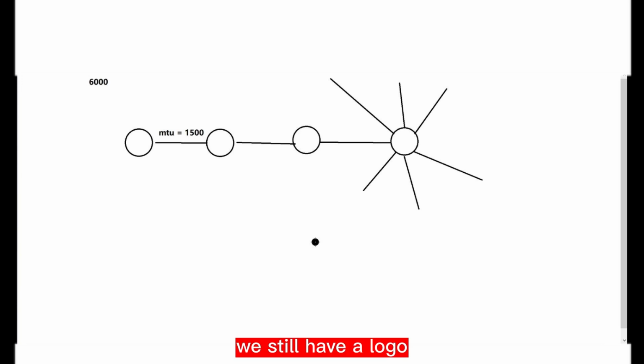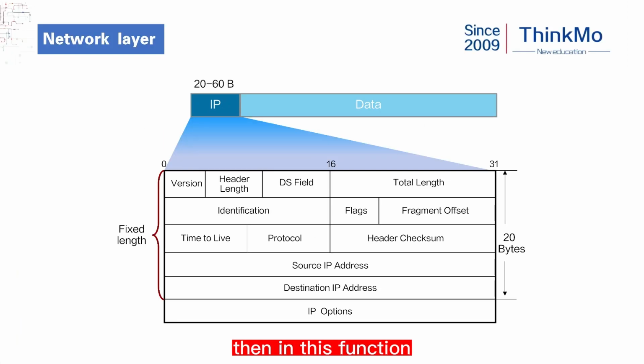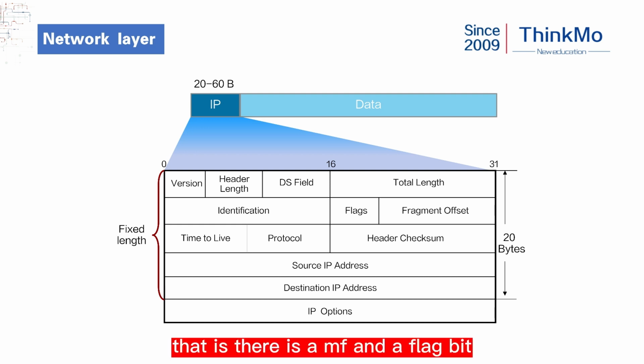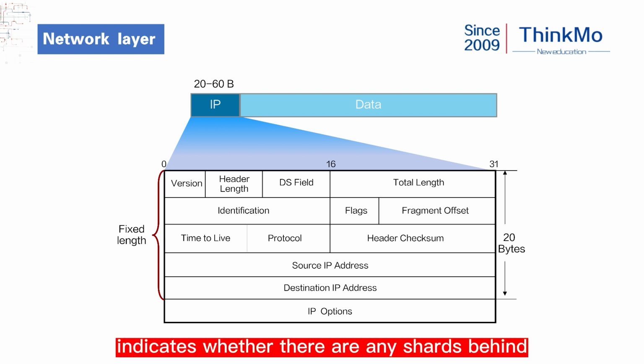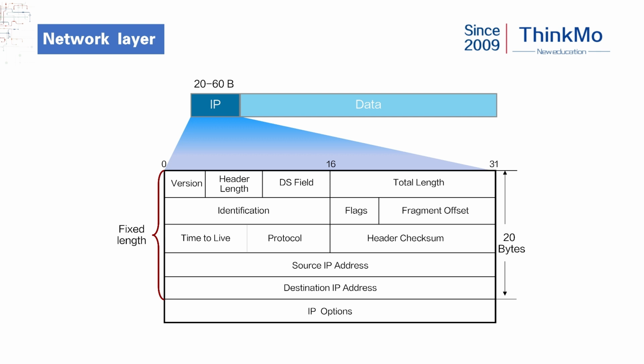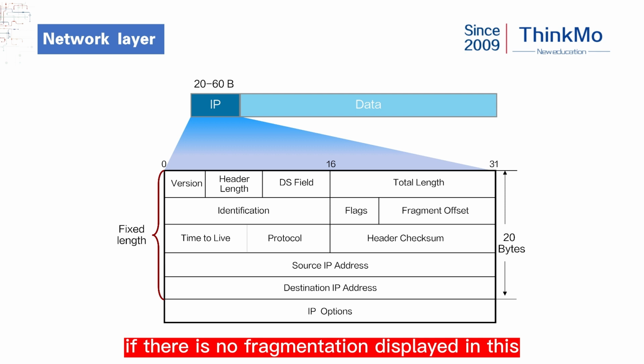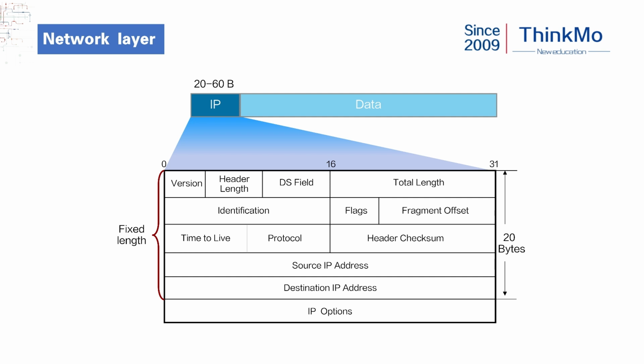We still have a flag. Then in our whole design, there will be a new function, and it exists in the flags. There will be a shard flag, that is, an MF flag bit, which indicates whether there are any shards behind. If no more fragmentation is indicated, then the peer device can start to reorganize. Can you understand? The last one is the slice offset.